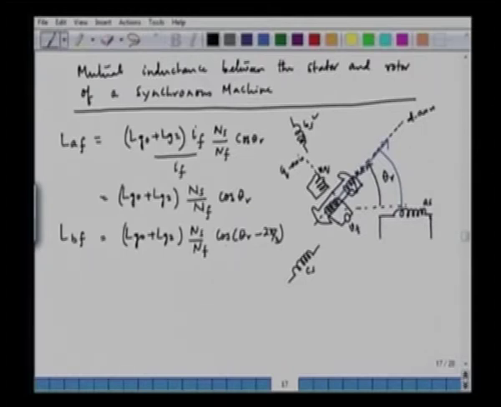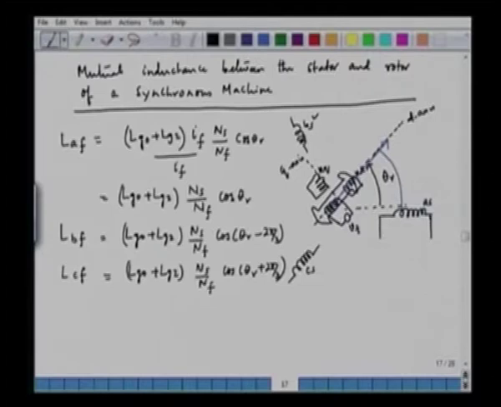So, I can write down cos of theta r minus 2 pi by 3. Similarly, we can have Cf, that is equal to Lg0 plus Lg2 Ns by Nf cos of theta r plus 2 pi by 3. So, this is the field winding.